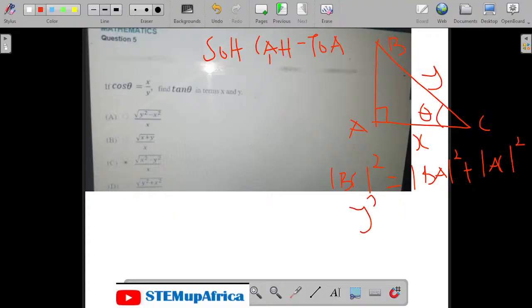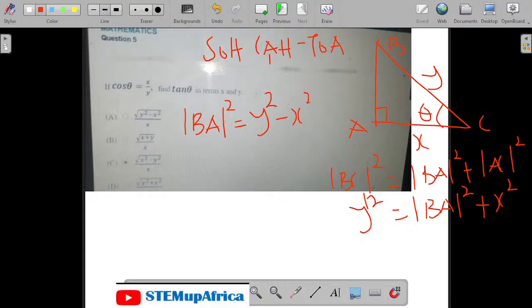Here becomes y squared equals BA squared plus x squared. To find BA, I will simply collect like terms. So my BA squared will give me y squared minus x squared. So my BA is the square root of y squared minus x squared.